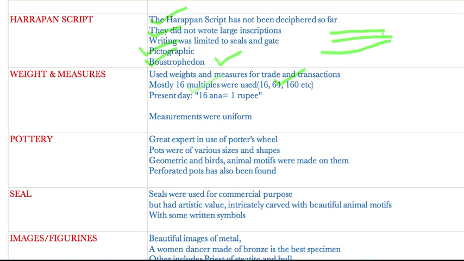So in present day also we still use the multiple of 16, as you might have heard that 1 rupee is also called 16 anna. So that 16 is also used nowadays. So the measurement was uniform throughout the civilization. That again points that there was some centralized authority.